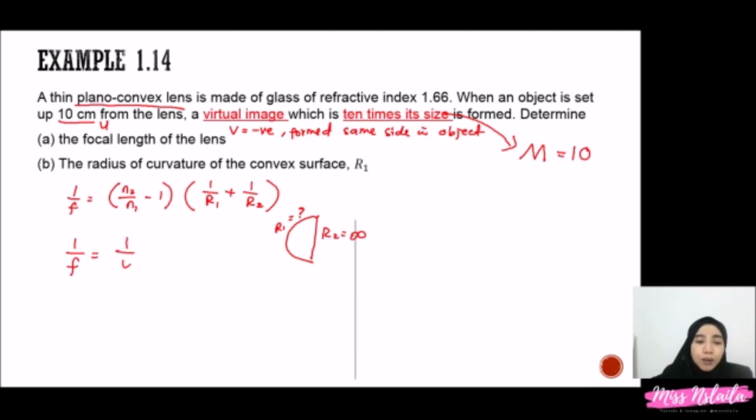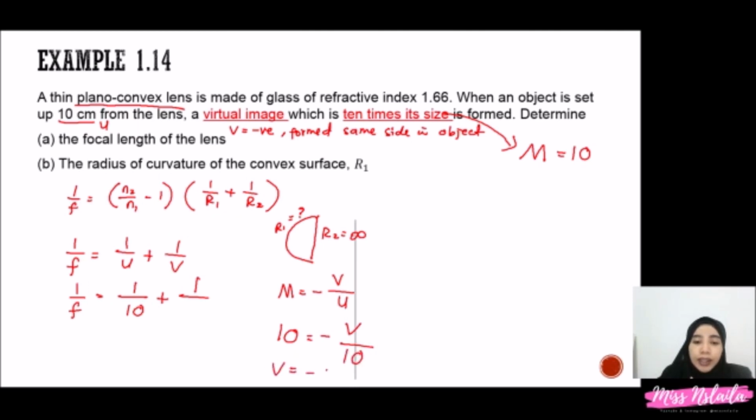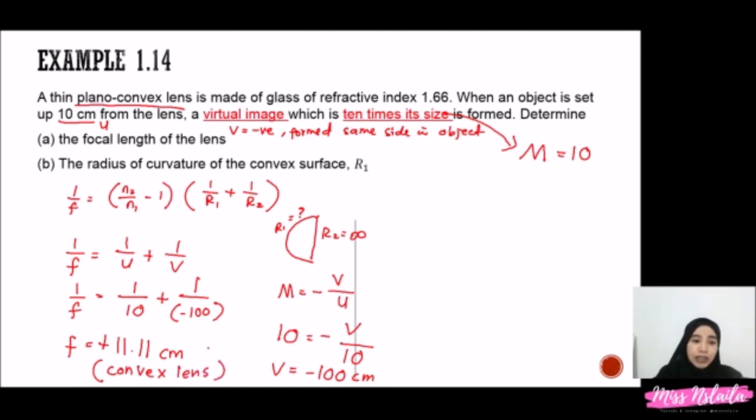1 over F equal to 1 over U plus 1 over V. U is 10 cm. V right here, you actually can get from the magnification equation. M equal to negative V over U. So M is 10, negative V is what we are looking for, and U is 10. So V will be equal to negative 100 cm. Put negative 100 cm right here. Then you will get the focal length equal to positive 11.11 cm. Positive focal length refers to convex lens. So it proves that we use this planar convex lens. You should get positive value of F. So this is the answer for question A.